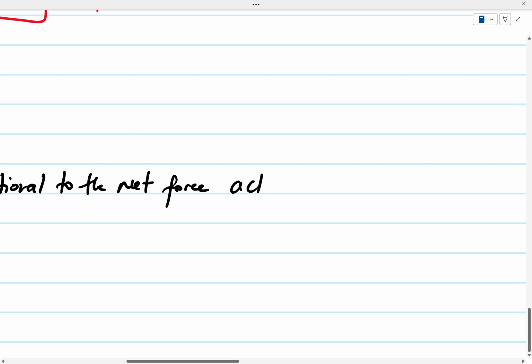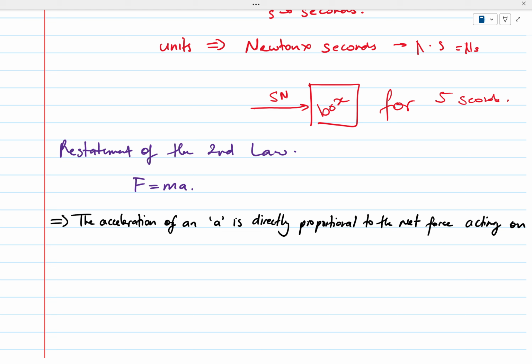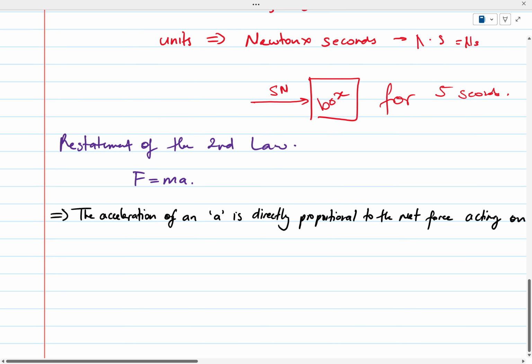And yes, I'll just convert this to a PDF and send it. So it's directly proportional to the net force acting on it. We have that as the first part of the statement. But this is also inversely proportional to the mass. So let me just turn that into a comma.